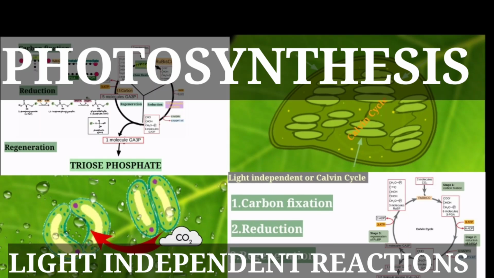In the previous lectures, we discussed an overview of photosynthesis, chlorophyll, and other accessory pigments. We also discussed the light-dependent reactions of photosynthesis. Now, we are here to discuss the light-independent reactions of photosynthesis, or the Calvin cycle.